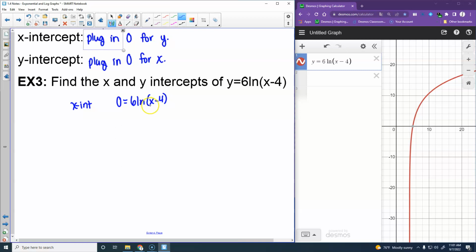Here, though, if I plug in 0 for my Y, then I could solve this equation. So this gives us a little practice about solving an equation. Macy, what would I do first to solve that equation for X? I do need to do that, but first I've got the 6 out here.